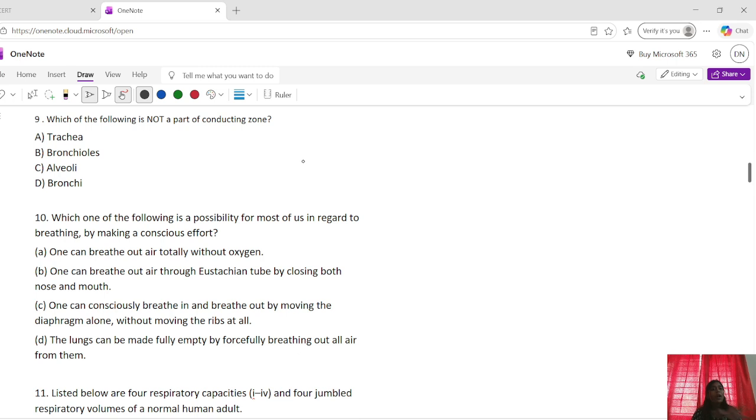Which of the following is not a part of conducting zone? Which of the parts is not a part of conducting zone?